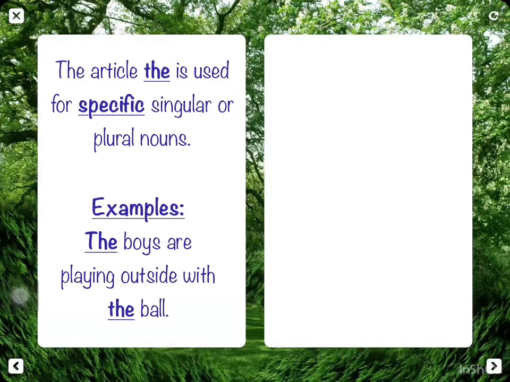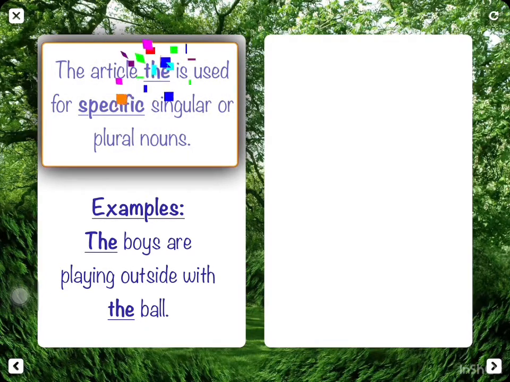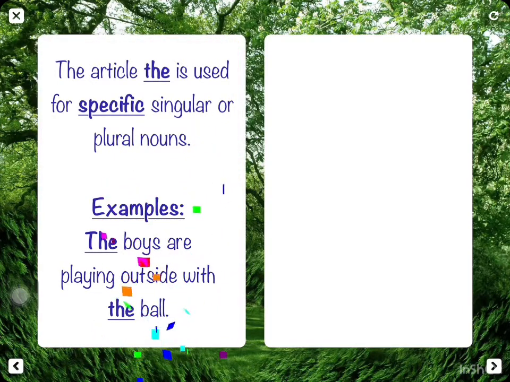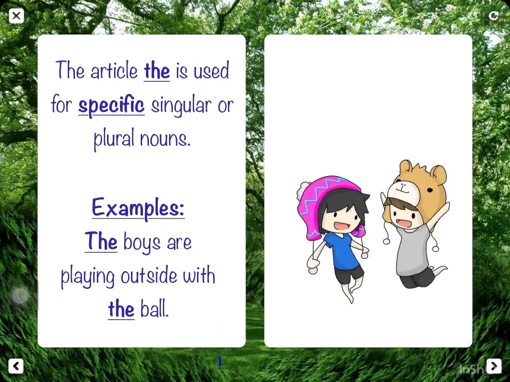After learning about the articles a and an, we have to learn about the article the. And this is the rule. The article the is used for specific singular or plural nouns. Example: the boys are playing outside with the ball.